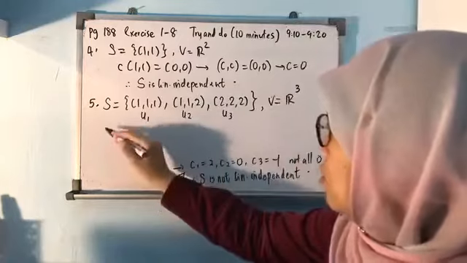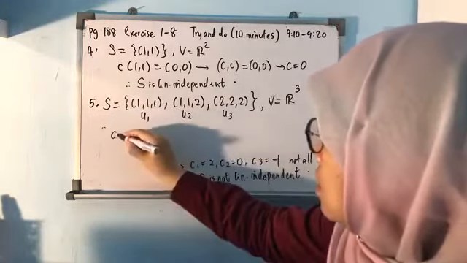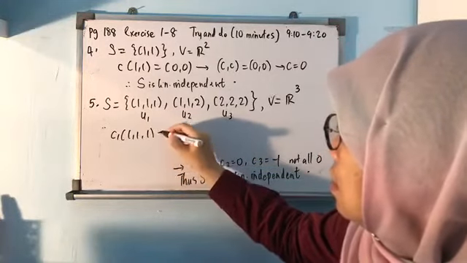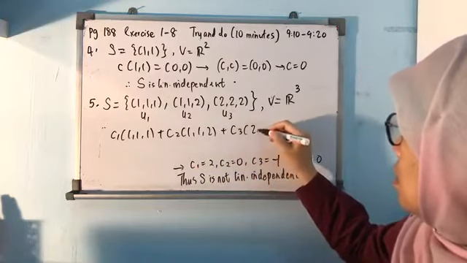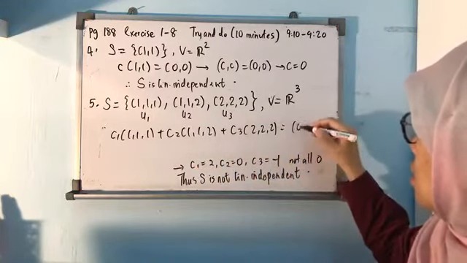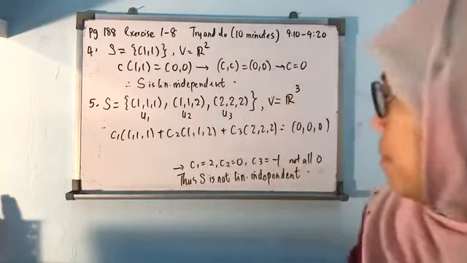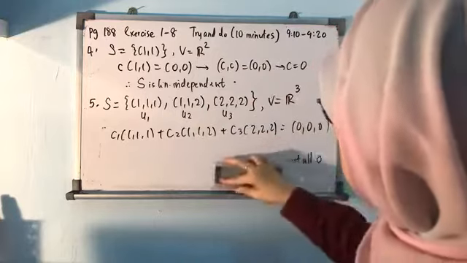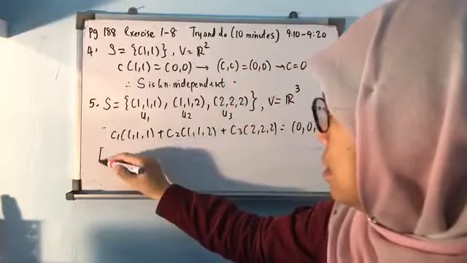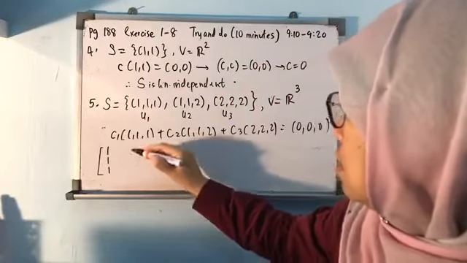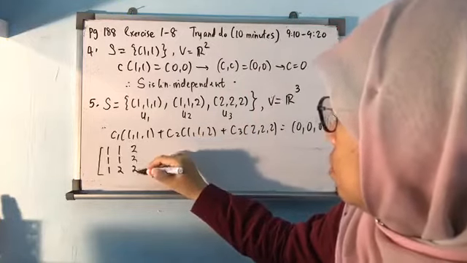If you want to write C1 111 plus C2 112 plus C3 222 equal 0 0 0. Now you will write the matrix: 111, 112, 222.